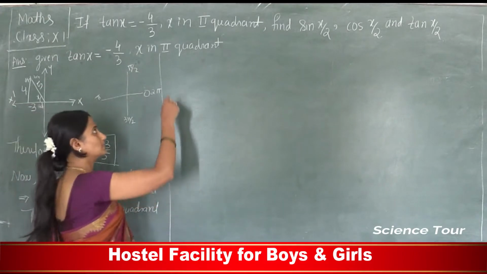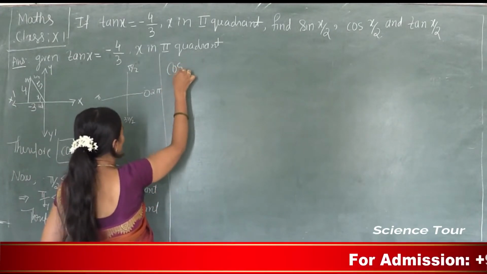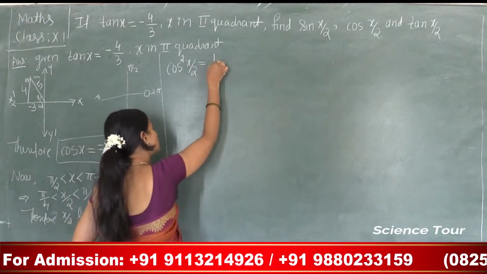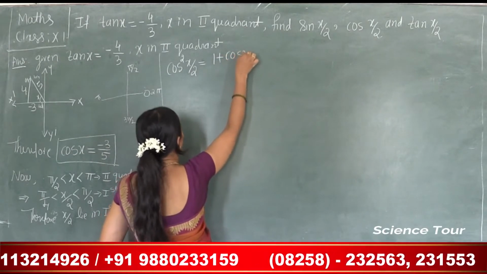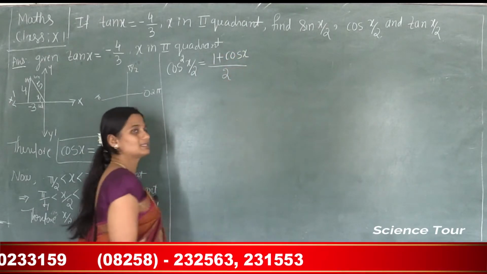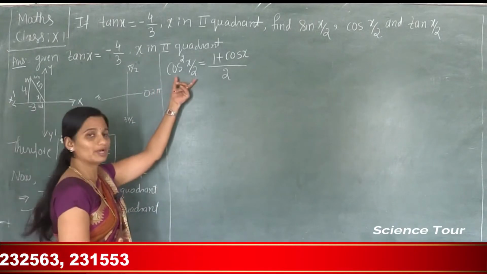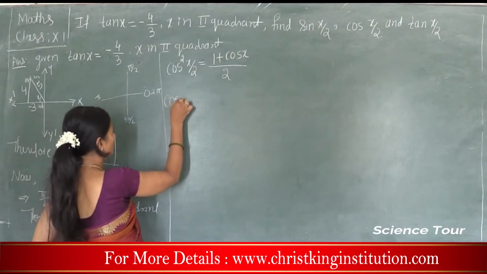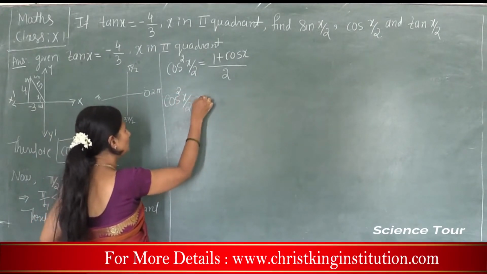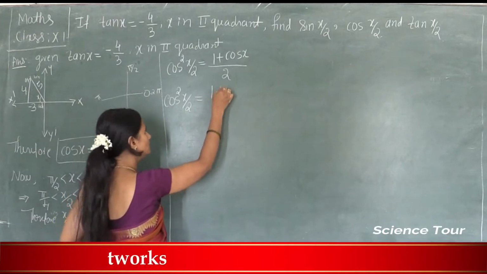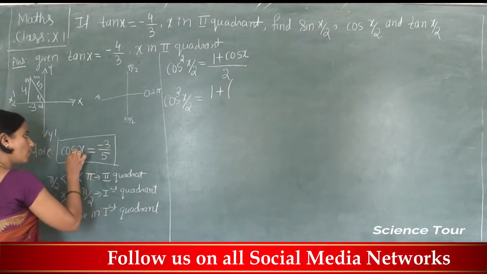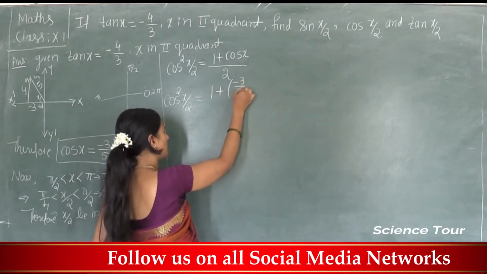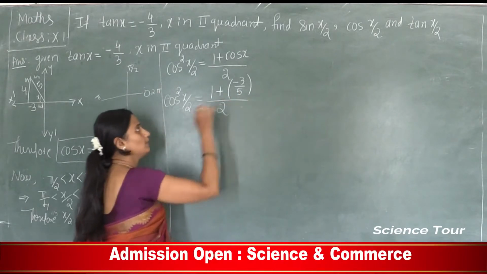So now to get cos x by 2 and sin x by 2, use the formula. What is the formula of cos square x by 2? Cos square x by 2 is 1 plus cos x divided by 2. That is the formula, right? I showed this in your first question. So now substitute: cos square x by 2 is equal to 1 plus cos x. What is the value of cos x? Minus 3 by 5. So 1 plus minus 3 divided by 5, whole divided by 2.